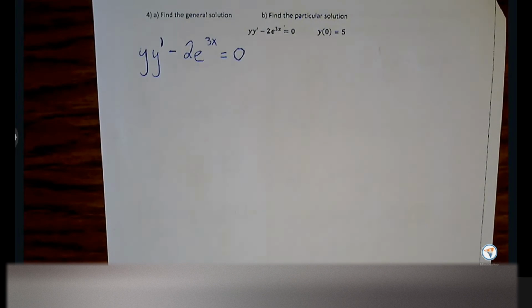y prime minus 2e to the 3x equals 0. Go ahead and spend a minute to do the initial steps. Can you separate the variables down to the point where we're ready to take the integral?